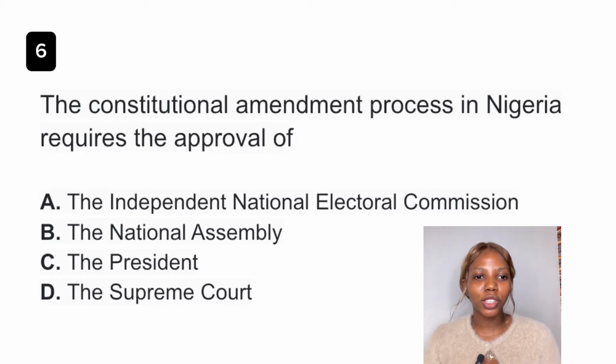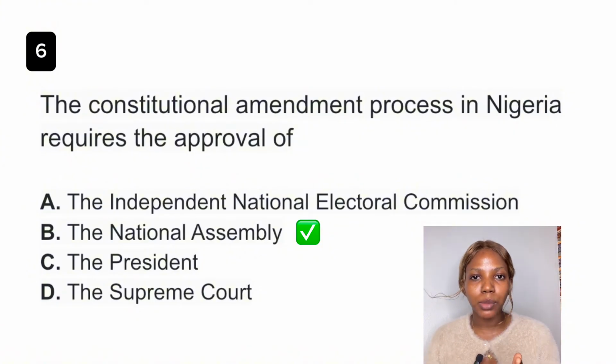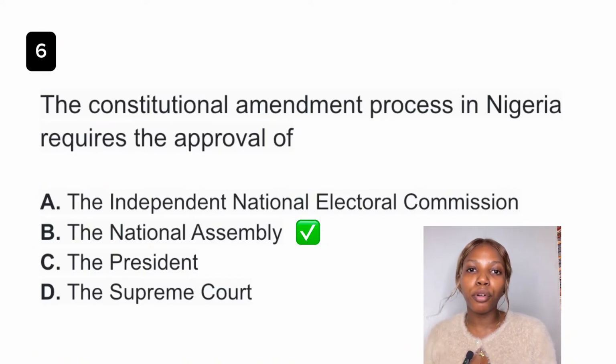Question 6. The constitutional amendment process in Nigeria requires the approval of dash. The answer to this question is option B, the National Assembly. When you think of constitutional amendment, we think of the amendment of a law, and this starts with a proposal. So the National Assembly or the president proposes the amendment of the constitution, and after it is proposed, the National Assembly must approve.